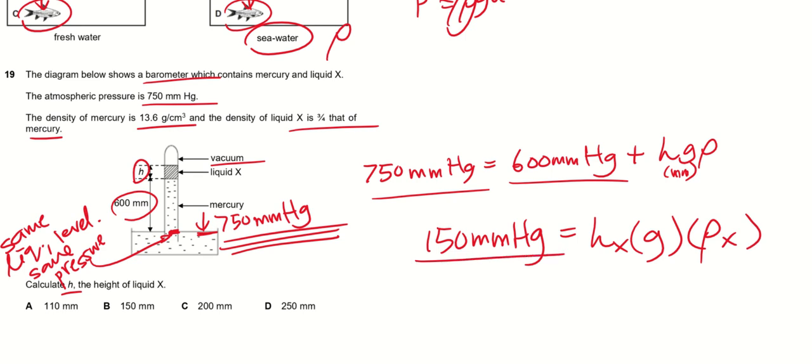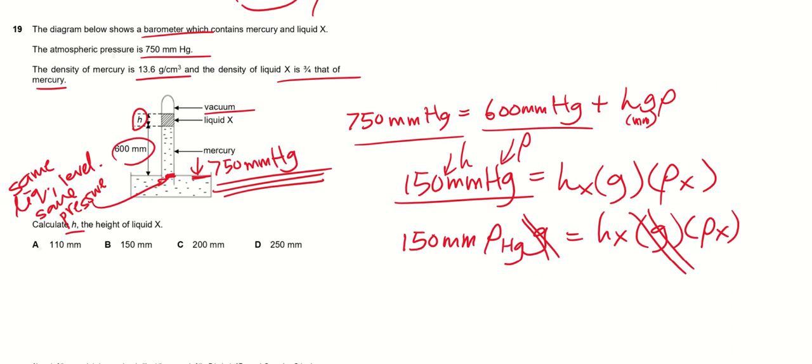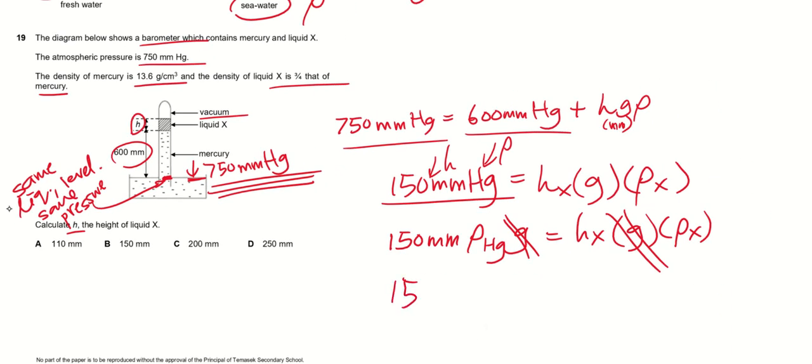Now this is 150 mmHg. You notice that there is height involved, 150 mm. You have the density of Hg, but where's the g? So this is actually equal to 150 mm times density of Hg, and g, equals Hx, g, density of X. Since g appears on both sides, I can cancel away the g. So I have 150 mm, and density of Hg is 13.6.